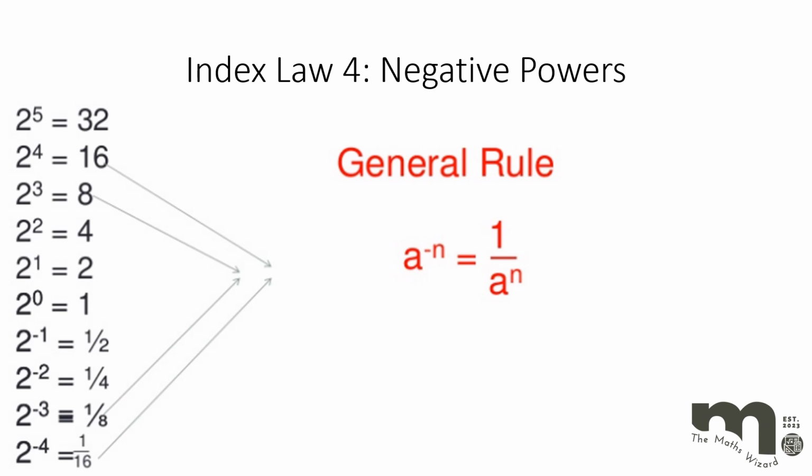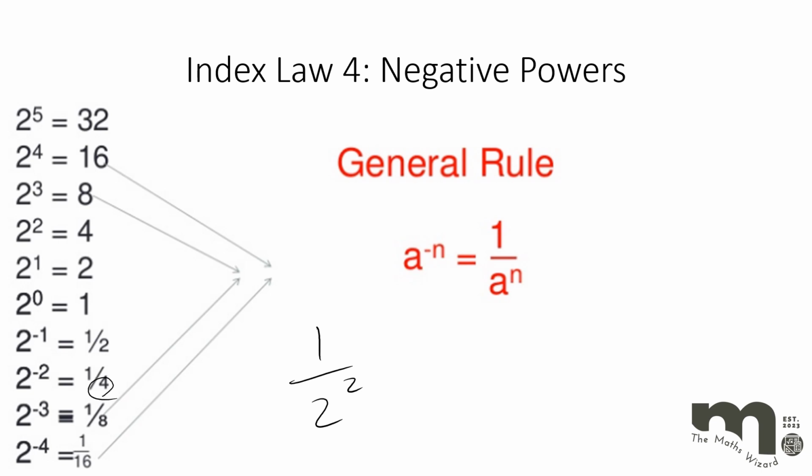So if we look at these ones here, 2 to the power minus 2, we've got 1 over 2 squared. And you should already know that 2 squared is 4. So 2 to the power minus 2 is 1 over 4. 2 to the power minus 3, so 2 cubed is 8, so 2 to the power minus 3 would be 1 over 8. Okay, so that's your general rule for negative powers.